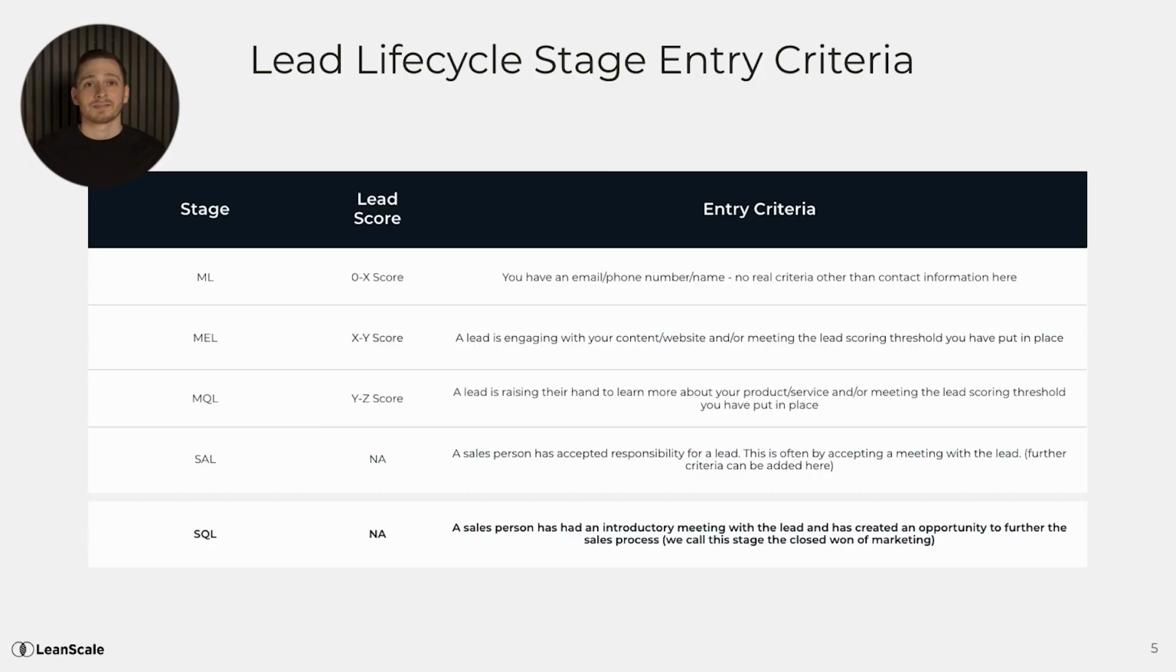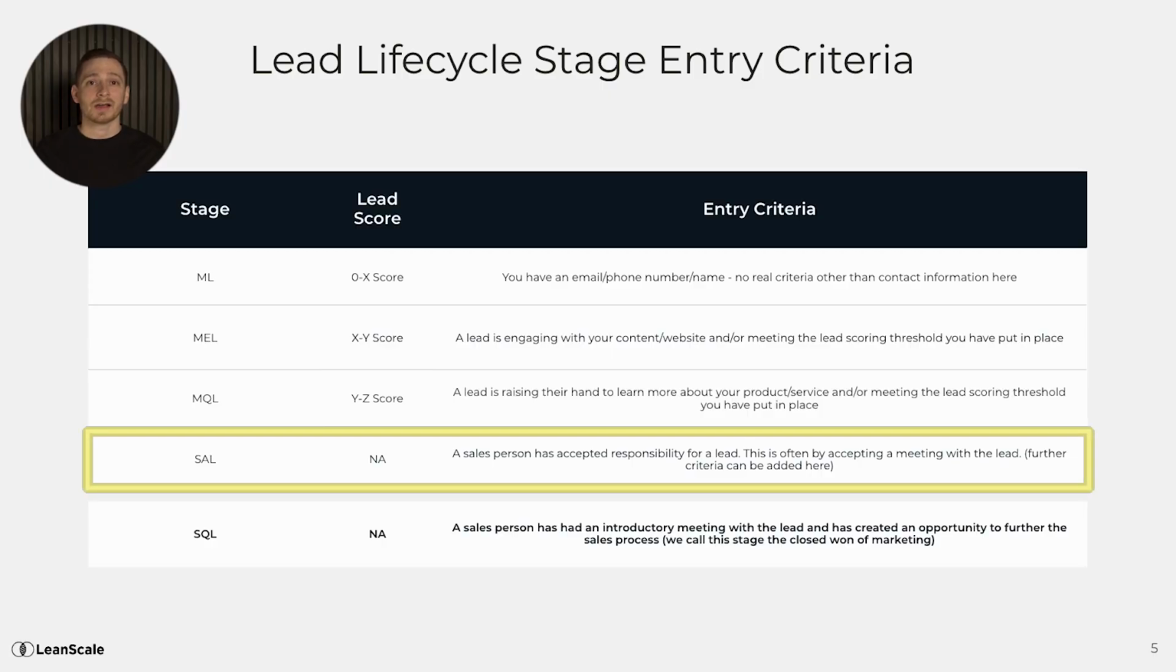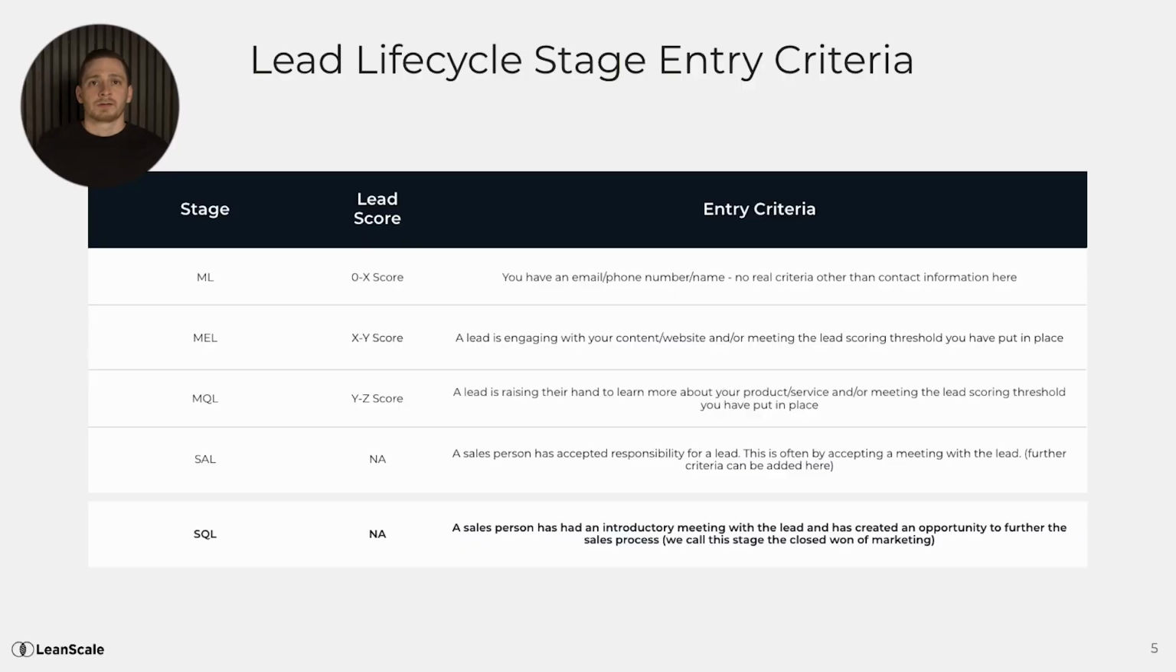Sales accepted lead is a very important stage in the lead lifecycle. This is the point in time where a salesperson often takes responsibility for the lead. Usually it's in way of a booked meeting on that salesperson's calendar. At this point, there's really no need to have a scoring methodology in place. It's typically an entry criteria based on a booked meeting or an understanding that the salesperson has taken responsibility of the lead and will work the lead until there's an opportunity.